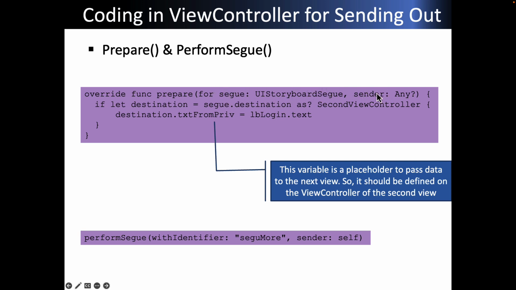The second parameter is the sender. For these two parameters, each variable has a type: colon followed by type. Sender is a variable, colon followed by type. The type can be Any.